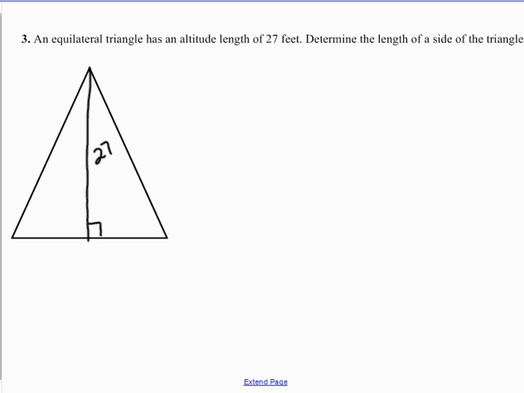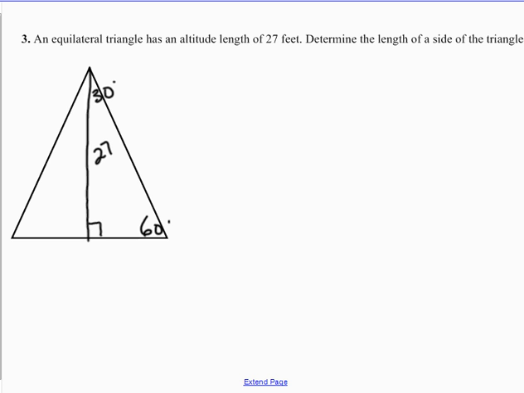That makes this a 30, 60, 90, because in an equilateral triangle, all of these angles are 60. So this is 30, and this is 60. So it's a 30, 60, 90 triangle, and we have the altitude.